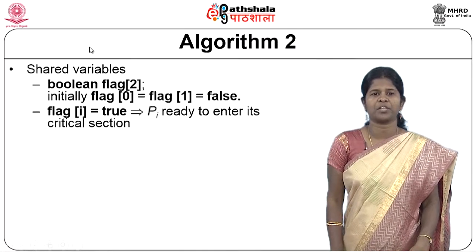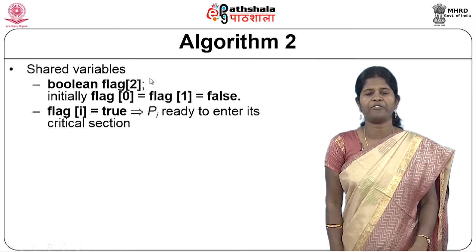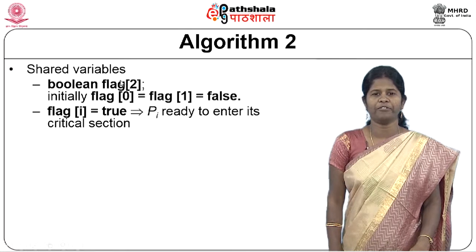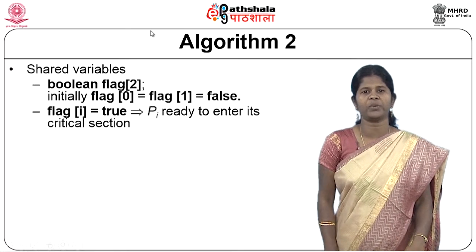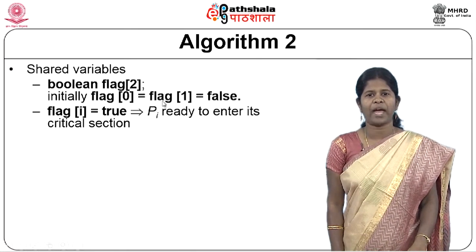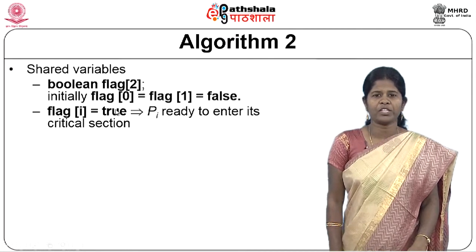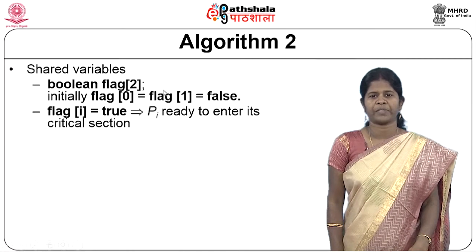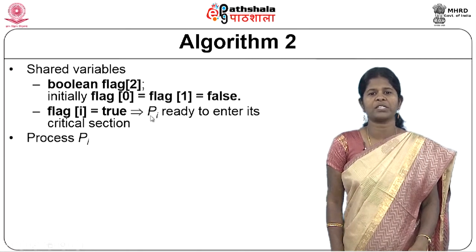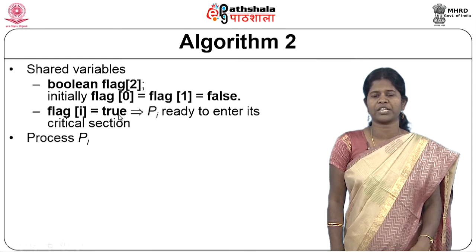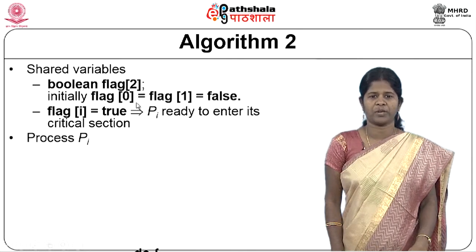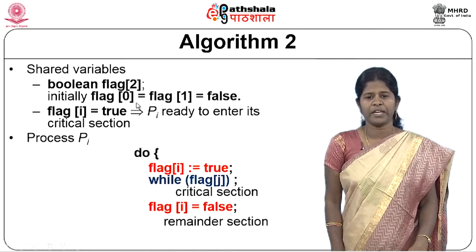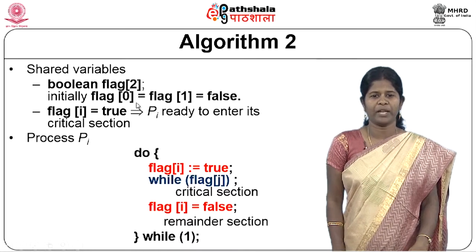In this solution, there is a flag variable for each process. Flag is an array with two elements, flag of 0 and flag of 1, and each of these values is initialized to false. When a process is ready to enter the critical section, it will make the value of its flag true. This is the algorithm that each of the processes will execute.